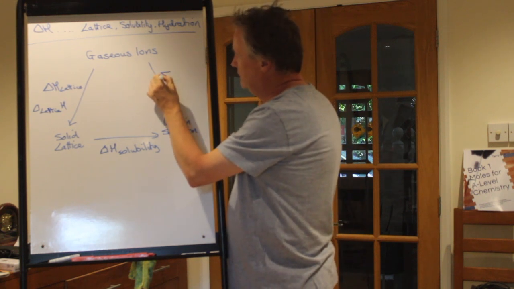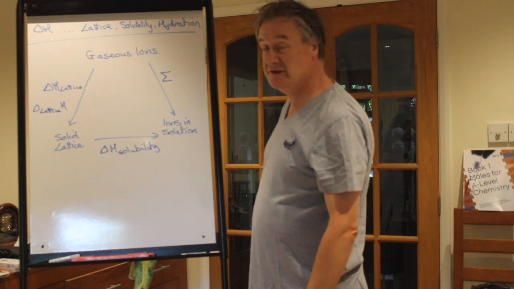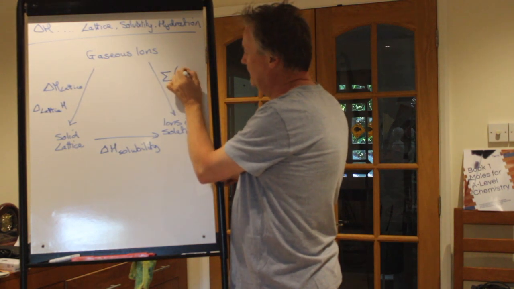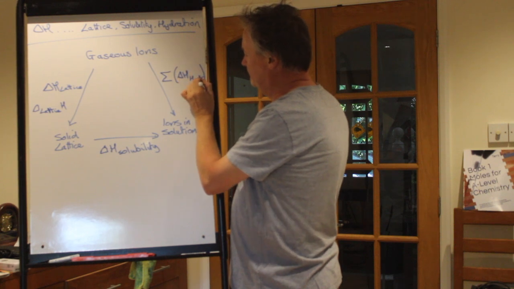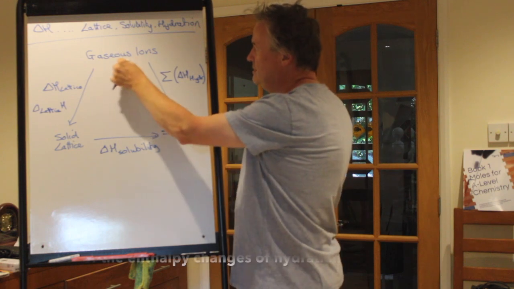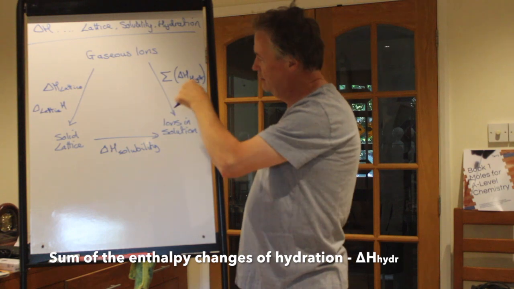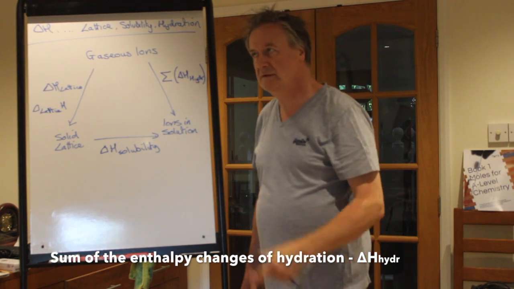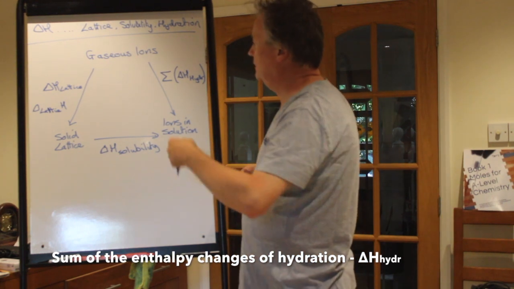And then down here is, I'm going to use a mathematical symbol. That is the Greek capital sigma, which means sum of. It's the sum of the delta H hydrations. So whichever ions you've got up there, you get the delta H hydration values and combine them and you'll get the value for down that side. Now that's all a bit airy-fairy because there's no actual chemicals there. It's much easier if you see it with some real chemicals.